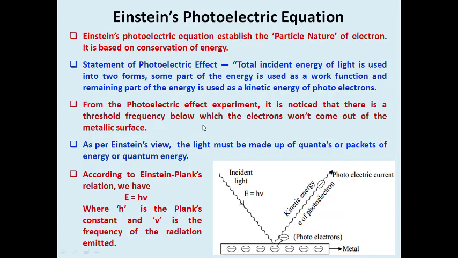From the photoelectric effect experiment, it is noticed that there is a threshold frequency below which electrons won't come out of the metallic surface. As per Einstein's view, light must be made up of quanta, or packets of energy, namely quantum energy. We already know the energy of the photon is E equal to h nu. It's Planck's relation.